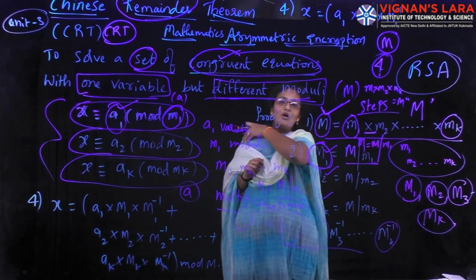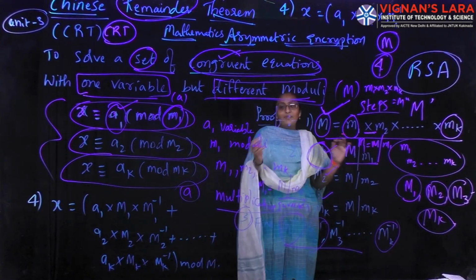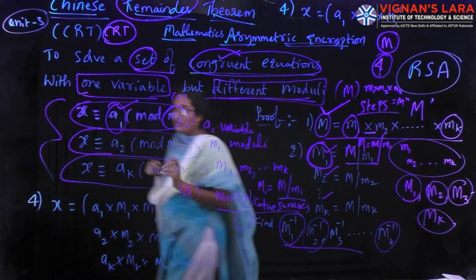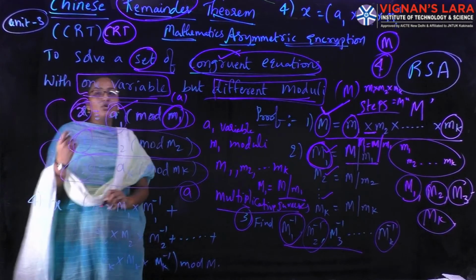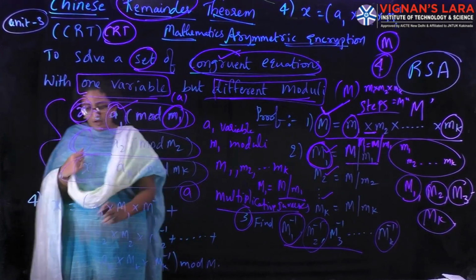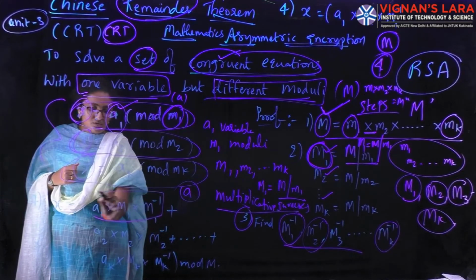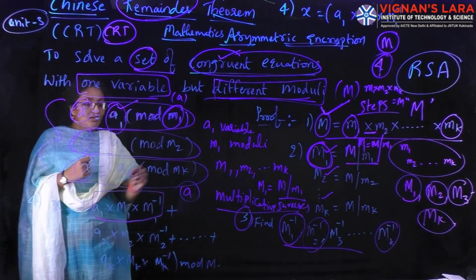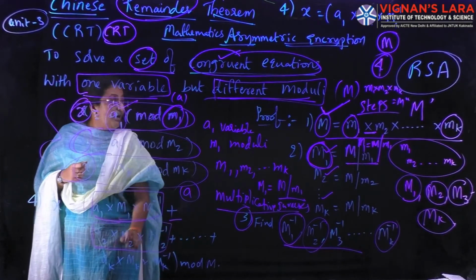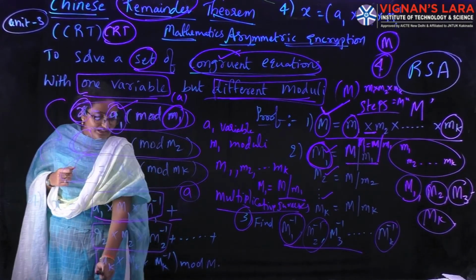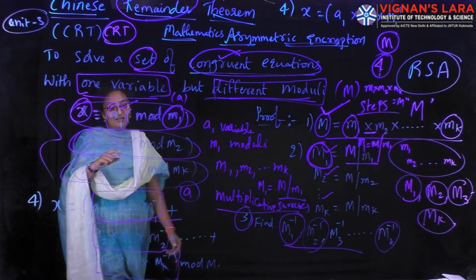So what is the formula to calculate multiplicative inverse and all that you have seen in the previous class. Finally, what is the value we want to compute? The x value we want to compute in every equation, right? So to compute the x value we have the formula: A1 into M1 into M1 inverse, so we are performing multiplication there, in addition with A2 into M2 into M2 inverse, and so on till AK into MK inverse, and finally mod M.